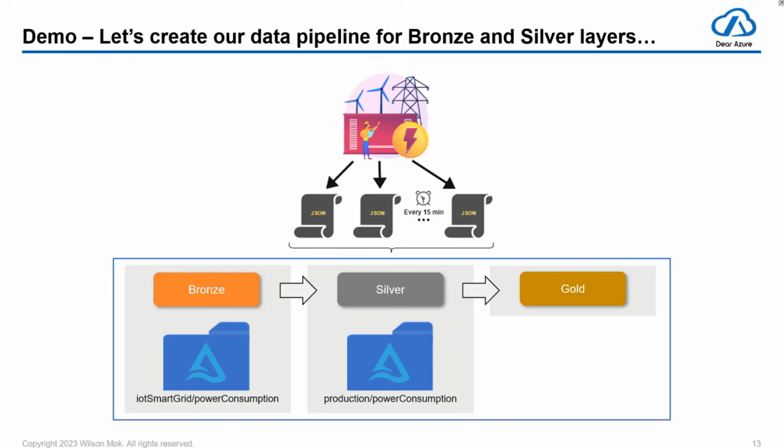When we store this data into bronze, we would create the structure based on the application, in this case IoT smart grid, and then the power consumption data set name that we have. And the data will be stored in the Delta Lake format. And the next layer, after we have completed that, is the silver layer.